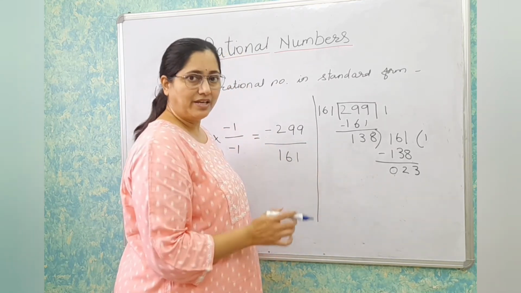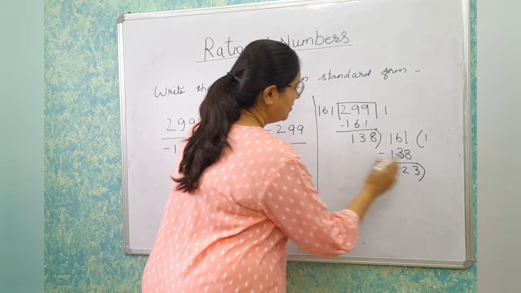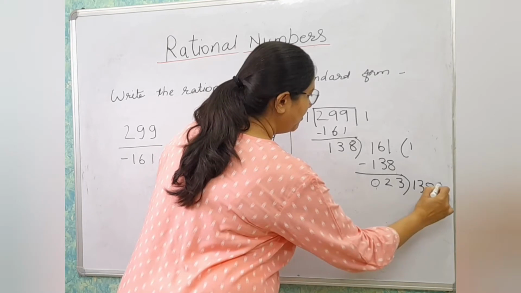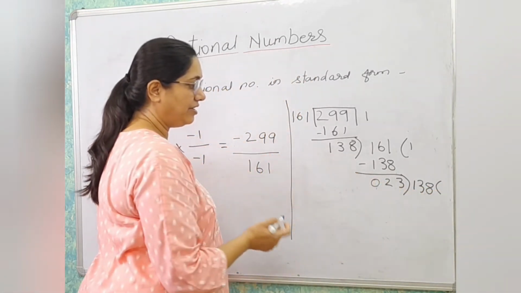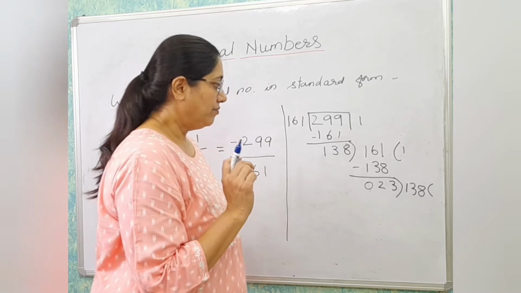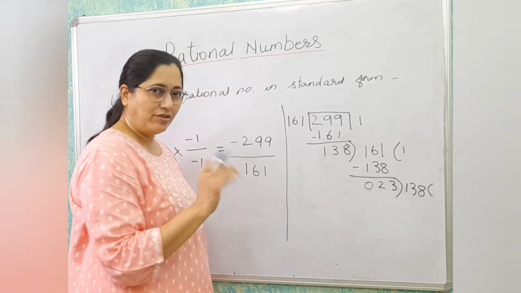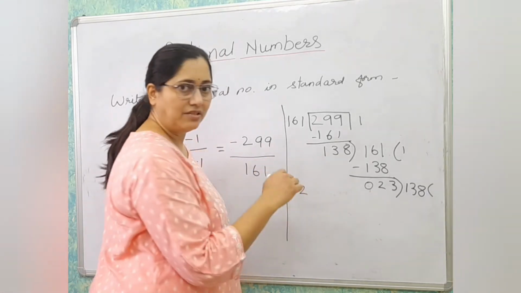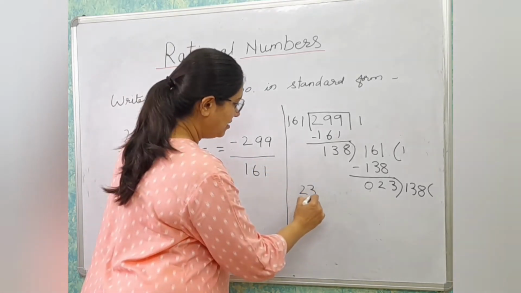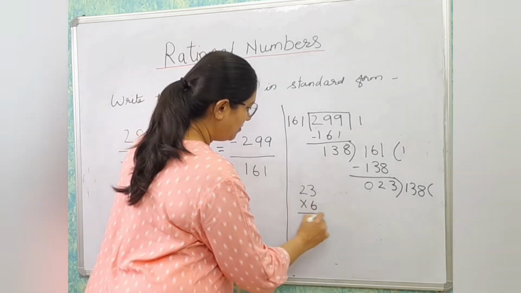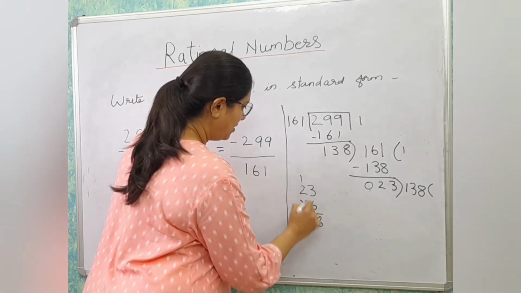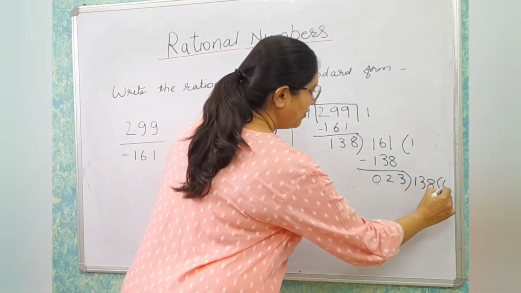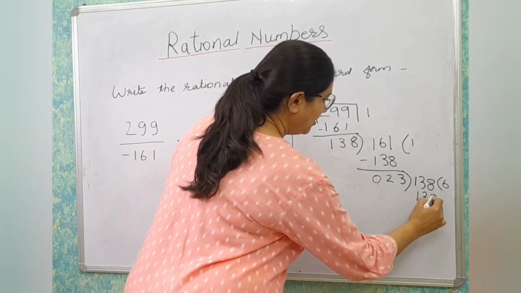Now this remainder will again become the divisor and the previous divisor will become the dividend. So now I will divide 138 by 23. Now you have to calculate, can you multiply 3 with a number so that you will get 8 at the one's place? 3 sixes are 18. So I can say 23 multiplied by 6. Yes, 23 sixes are 138.